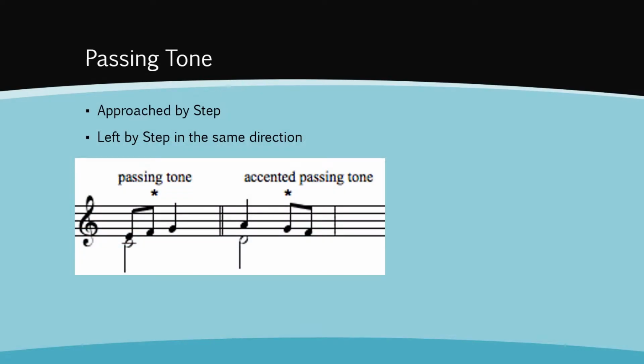The first type of non-chord tone that we will be discussing is the passing tone. This is approached by a step and left by a step in the same direction. So basically you're passing through, like C, D, E, or E, D, C.